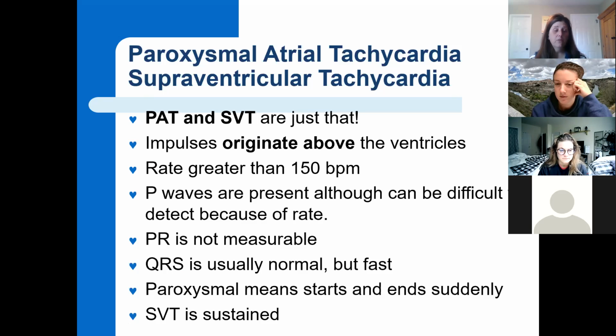If you happen to be able to see a P wave and measure a PR, it's typically going to be 0.12 to 0.20. But a lot of times what you're going to have is the P wave is going to be hidden in the previous T wave, okay?